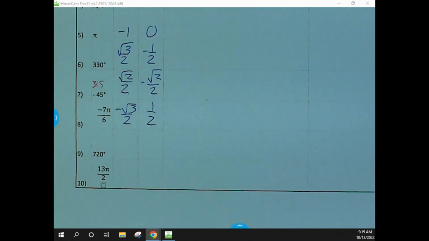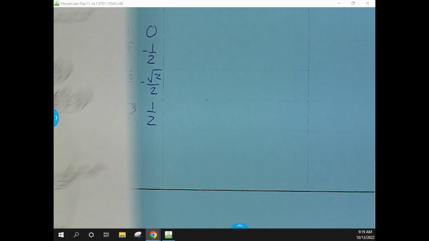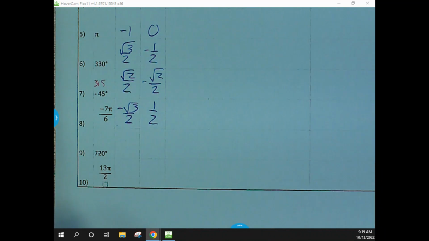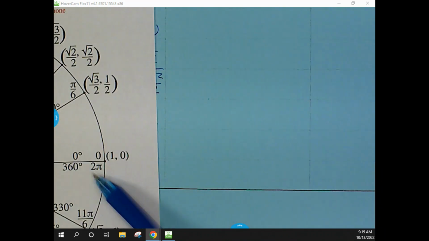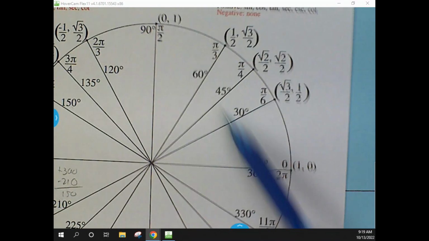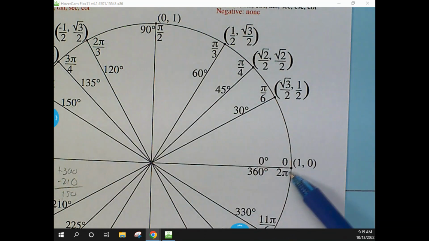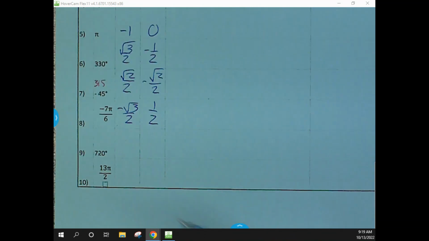Okay, 720. Oops, sorry. There we go. It's not on the paper, right? But yeah, it goes around twice, right? So it's the same thing really as 0 or 2 pi, because if it's 720 and we subtract 360 from it, that puts us back at 360. So it's just going around the circle twice. We're still going to wind up back here, so it's 1, 0.